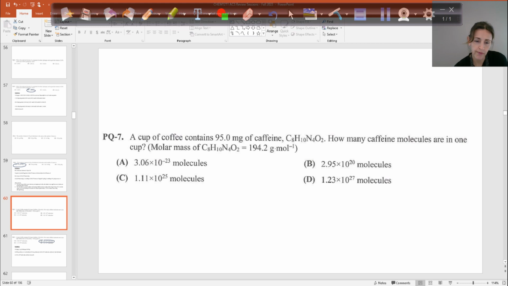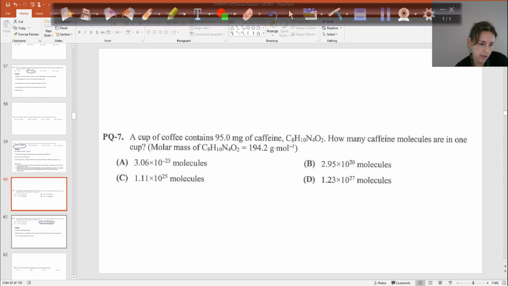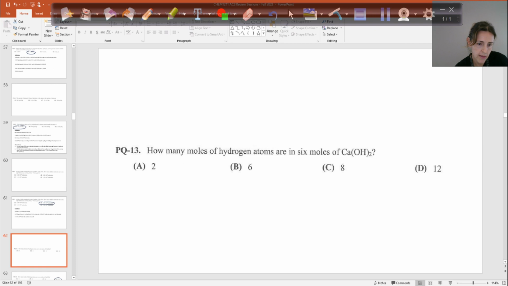The same is redundant. We've used the Avogadro number before, so I think I'm going to skip it. This also seems relatively easy. Just very quickly, how would you go about this? 6 moles of calcium hydroxide. We are looking for moles of hydrogen. This should be a pretty quick one.